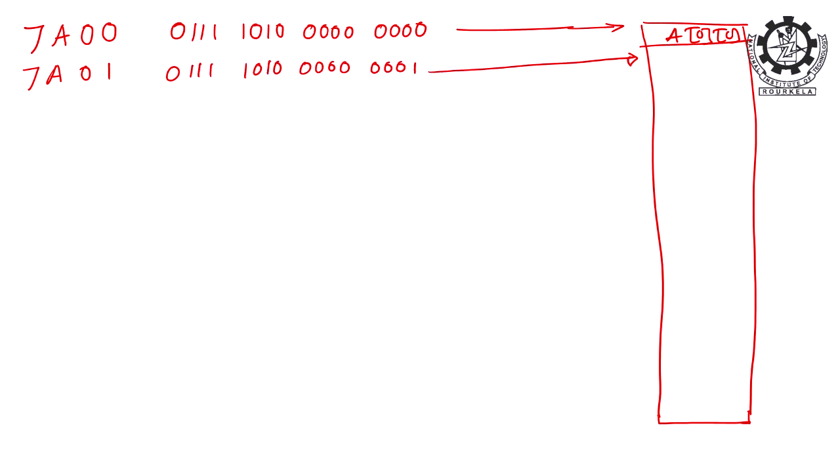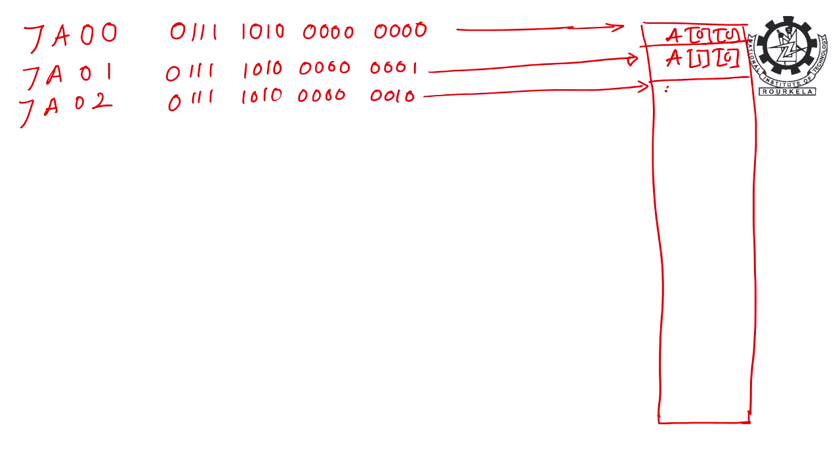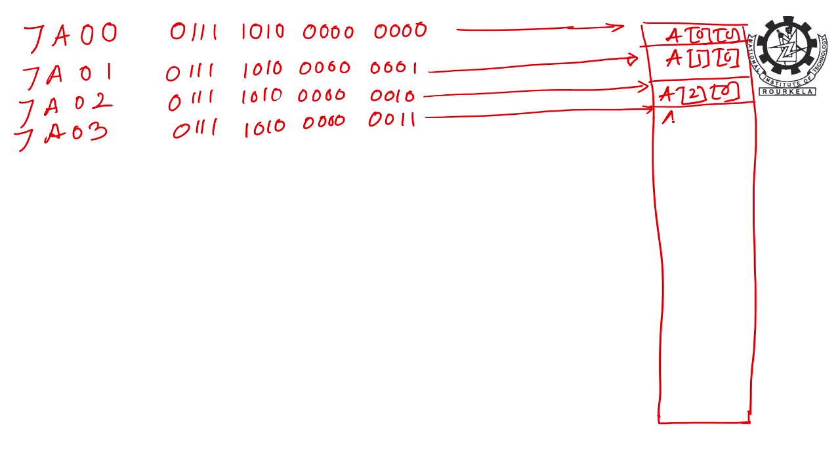So, it is in column order, that means this should be A10. Okay. So, next is A02, this will remain the same, it will be 1001, 0, this will be A20. Next this will be A03, okay, 0011. Okay. So, then this should be A30.